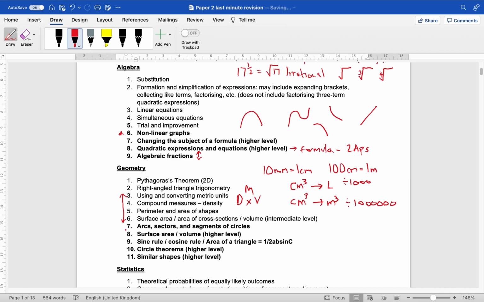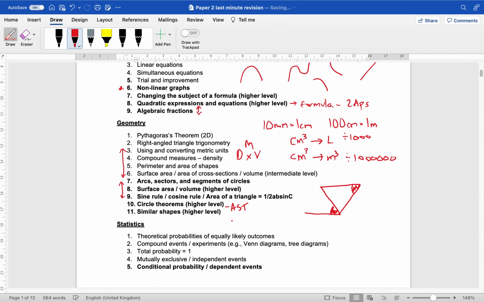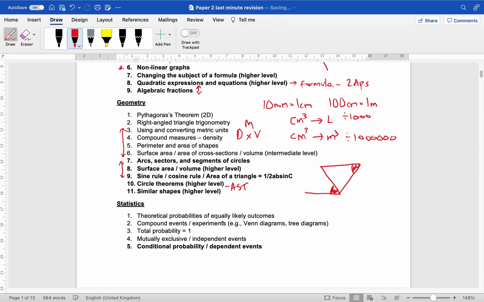Okay, these next few things here are what this video is about for the next sort of 10 minutes, okay? Circle theorems, we're talking about the AST, the alternate segment theorem, which is if a line comes in and goes like that, and then it makes that triangle inside the circle, that angle there is the same as that there. That triangle is obviously inside a circle. Similar shapes, higher level, is area scale factors and volume scale factors.